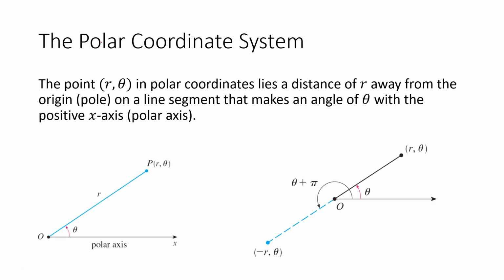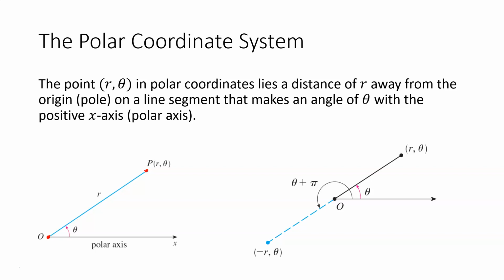Here in section 10.3, we are introducing polar coordinates. In this particular coordinate system, we're going to be looking at identifying points in the xy plane with two coordinates r and theta, where r is the distance from that point to the pole.